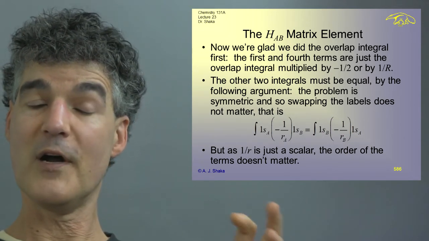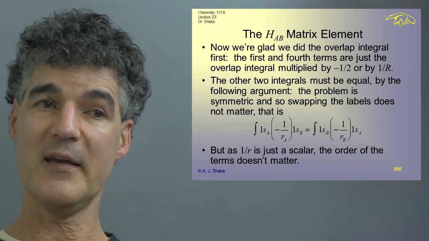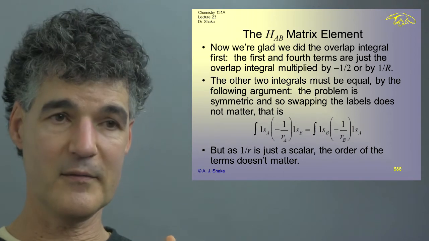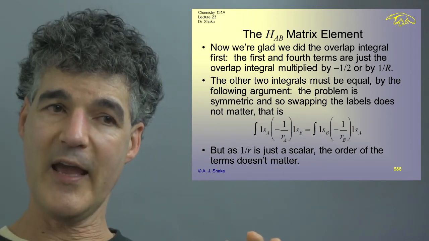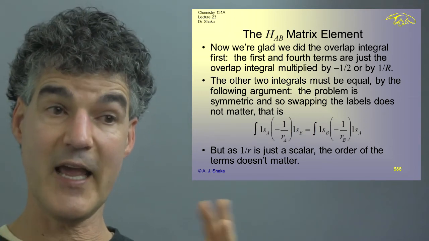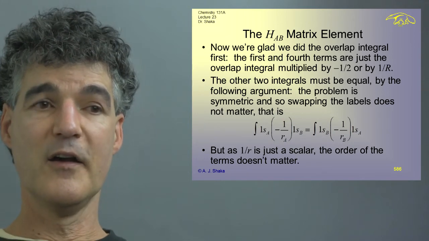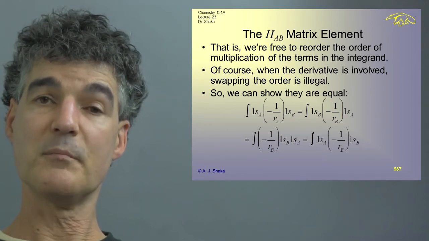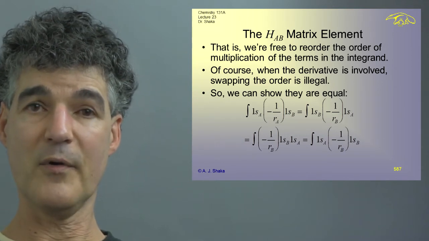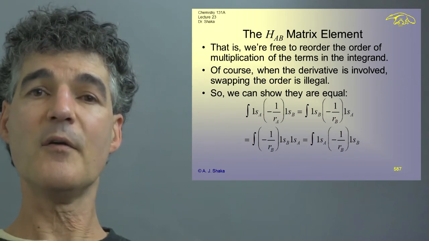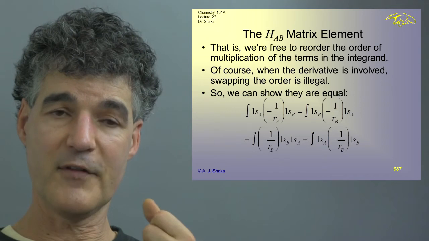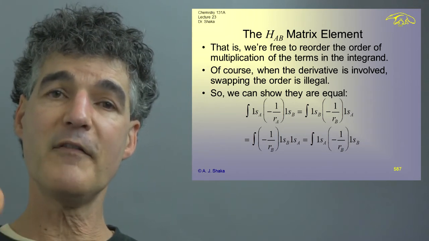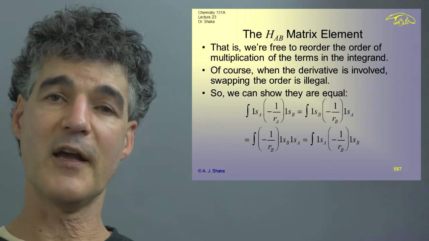So that's equal to the integral of 1SB times minus 1 over R sub B times 1SA. But the functions are swapped as well, because we want to say that 1SA, minus 1 over RB, 1SB is the same as what I've got, and I don't have that yet. But that's true because 1 over R sub B or 1 over R sub A is just multiplication by that number. It's not like when I have the derivative, where I have to operate on the function with the derivative and then multiply by the function and integrate. But if I have a number, the order of factors in the integrand doesn't matter at all.